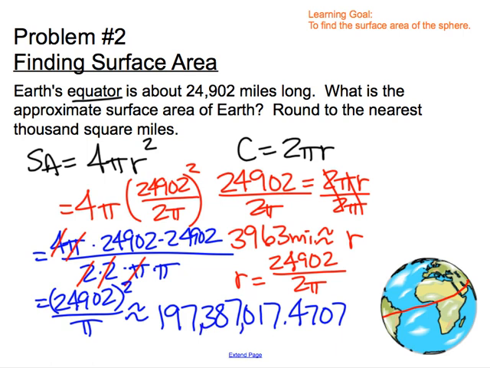So the question asks, rounded to the nearest 1,000 square miles, what is the surface area of the Earth? And so my final answer would be, it's about 197,387,000 square miles.